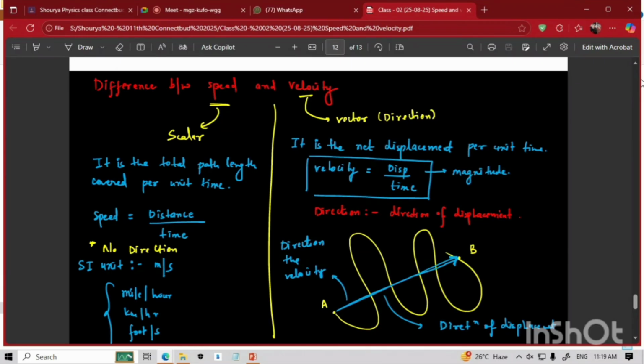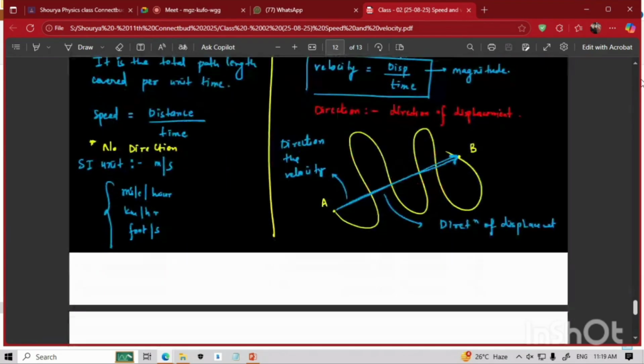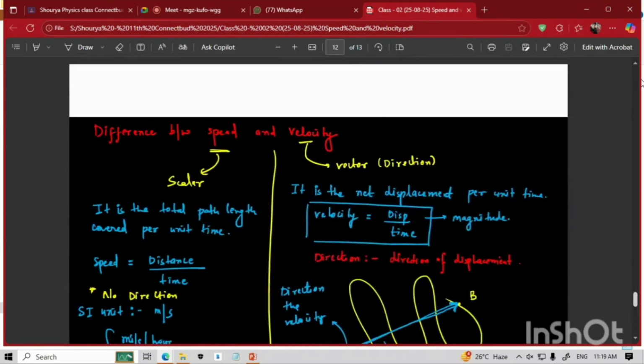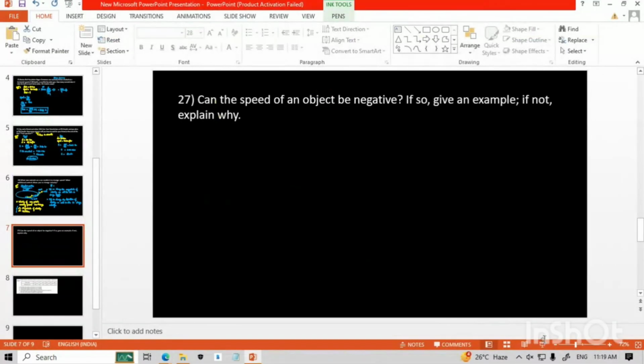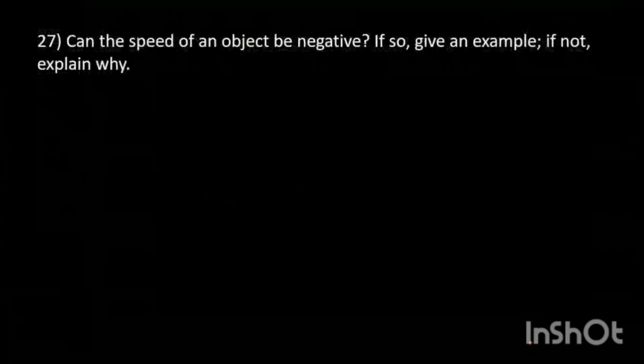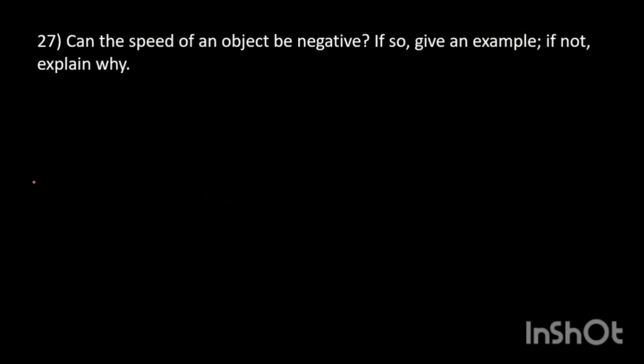Here you can easily see that speed is the total path length covered per unit time, whereas velocity is the net displacement per unit time. So there is no direction for speed. We cannot talk about the direction of speed. But we can talk about the direction of velocity, as it gives us the direction of displacement. Whatever direction displacement possesses, that will be the direction of velocity. So the question says, can the speed of the object be negative? If so, give an example. How are we supposed to answer it?